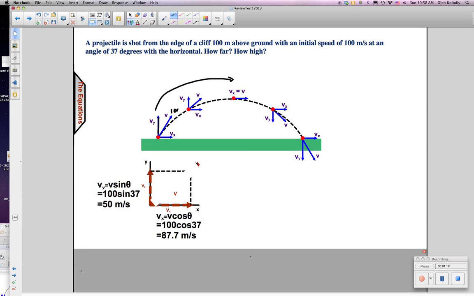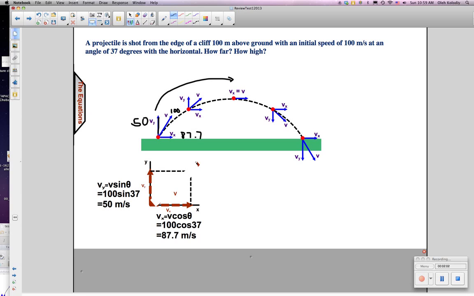Now what's going to happen as the object moves, Vx stays the same at 87.7. So it moves to the right horizontally at a speed of 87.7 meters per second every second. The upward speed decreases. Right off the bat, we can see approximately how long it takes to get to the highest point. If it starts off at 50 meters per second, approximately how many seconds to get to the highest point? Well, it's 5 seconds.